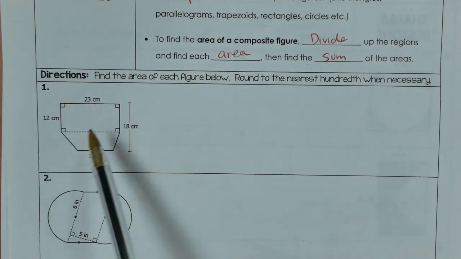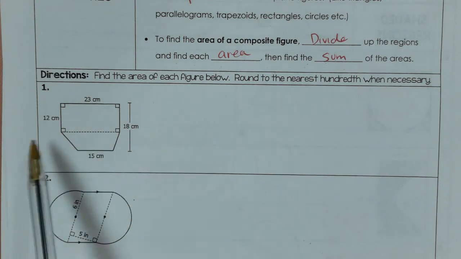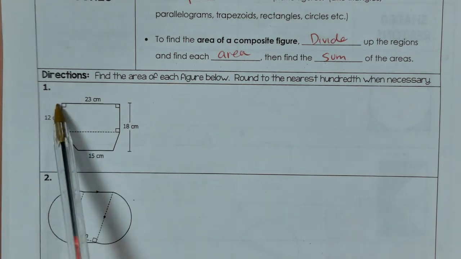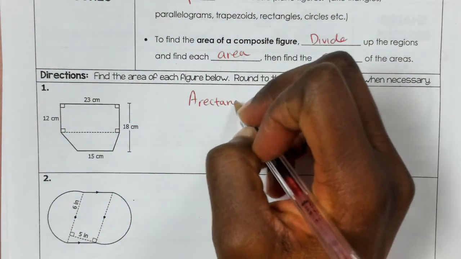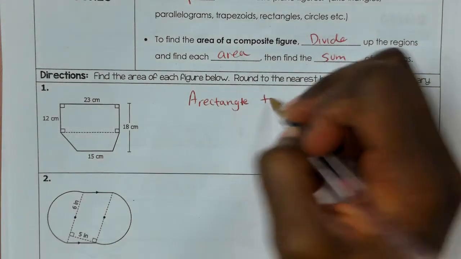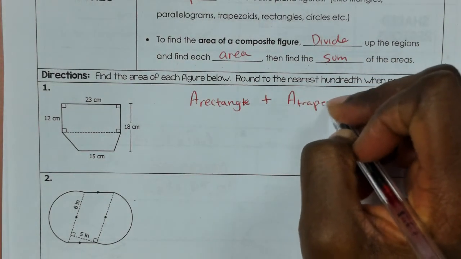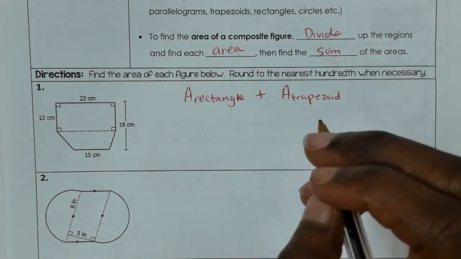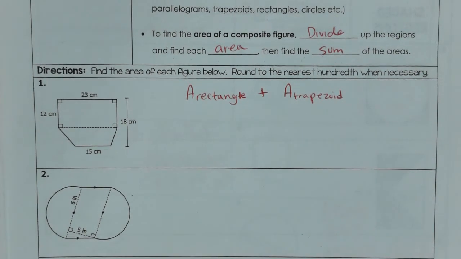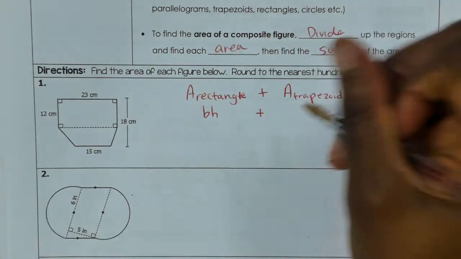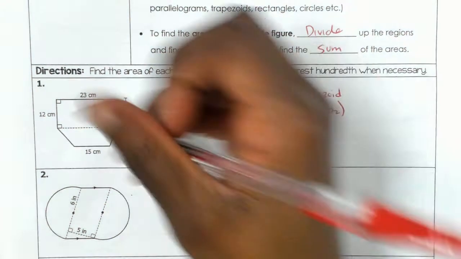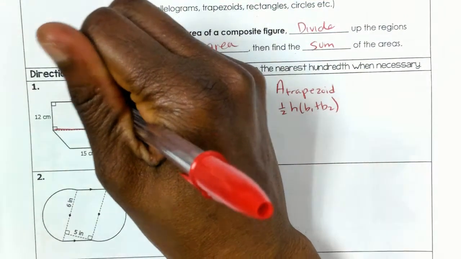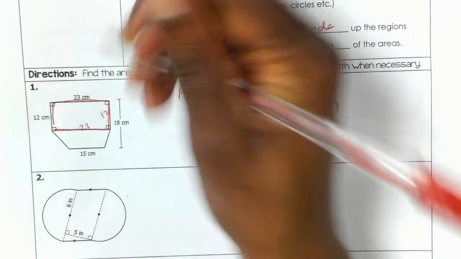What that means, for instance, is you want to recognize what figures you have in here. So I'm going to divide this up into a rectangle and a trapezoid. So I'm going to be doing the area of a rectangle plus the area of a trapezoid. It would be helpful to have the formulas underneath so you know exactly what you need to plug in. The rectangle's base and height are going to be 23 by 12.